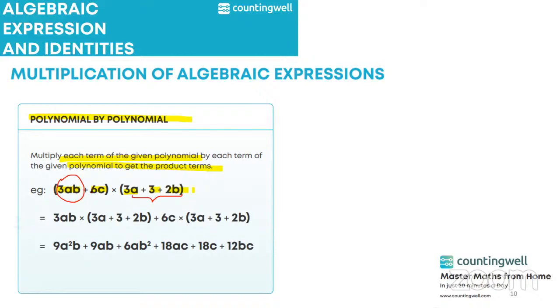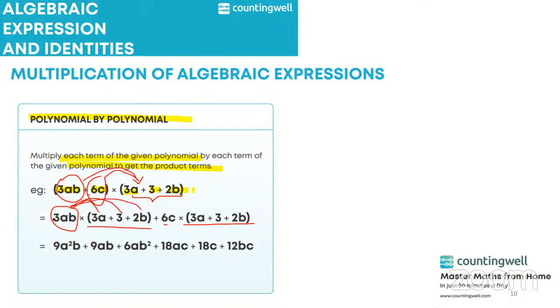So first term of the first bracket into the second bracket. So here we go, 3ab into (3a plus b plus 2c). Then we write plus 6c into the same bracket. Then what we do? We multiply 3ab to each and every term of the bracket given here.